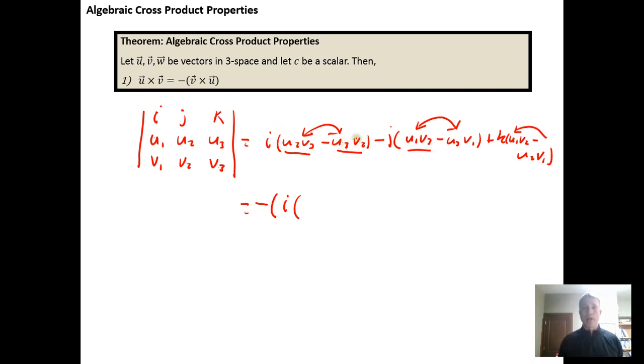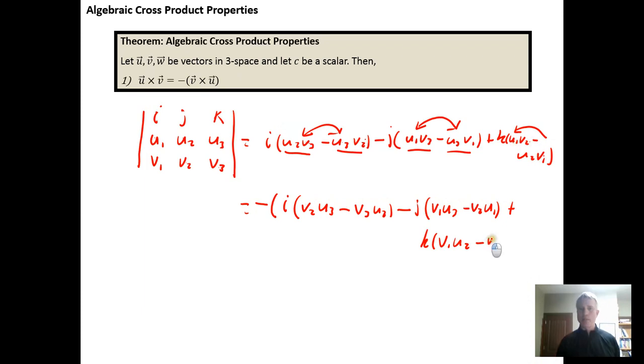So I could write it as v2 times u3, this coming up front because I pulled the negation out, minus v3 u2, minus j times v1 u3 minus v3 u1, plus k times v1 u2 minus v2 u1.